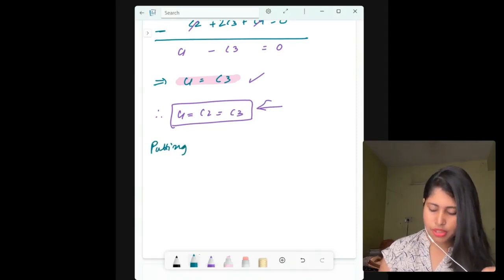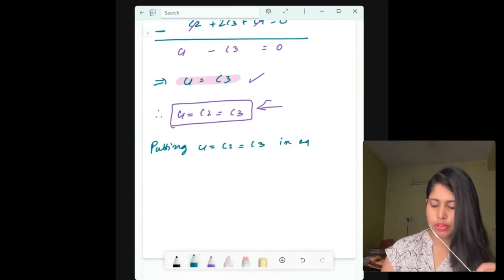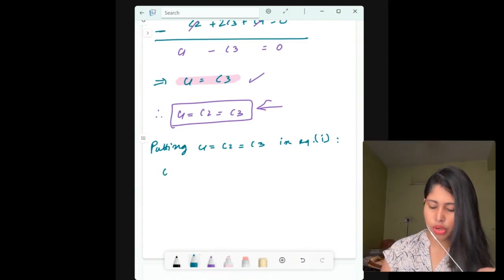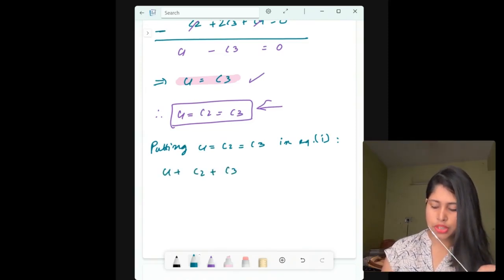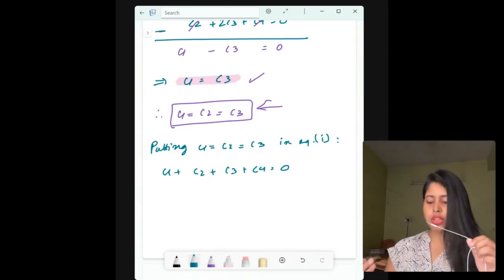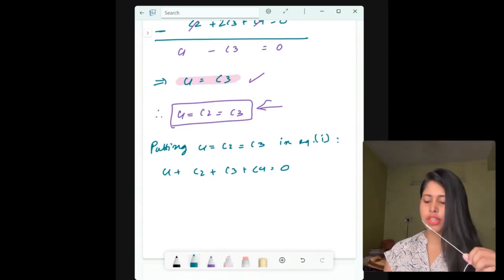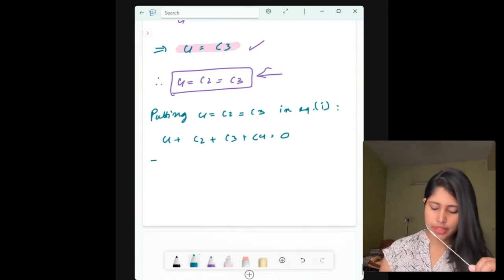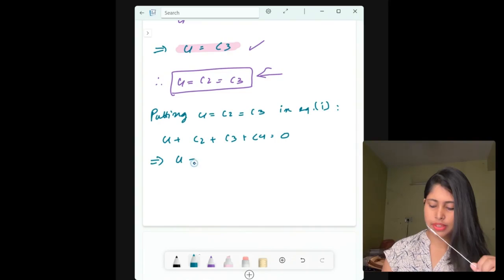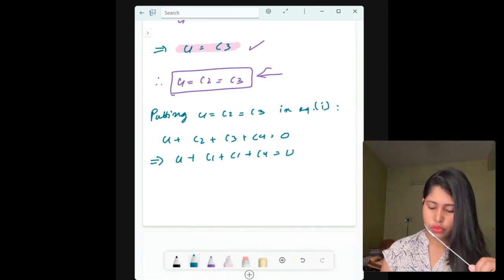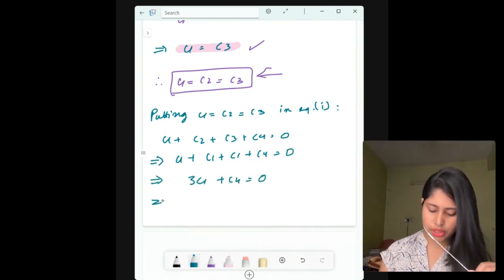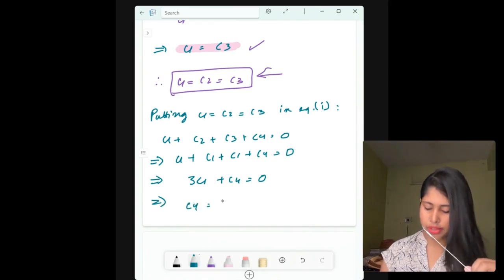Putting C1 equals C2 equals C3 in equation 1. Equation 1 is very simple, that is C1 plus C2 plus C3 plus C4 is equal to 0. Now we will put C1 equals C2 equals C3, that is the same, right? So C1 plus C1 plus C1 plus C4 is equal to 0. Then we can say 3C1 plus C4 is equal to 0.